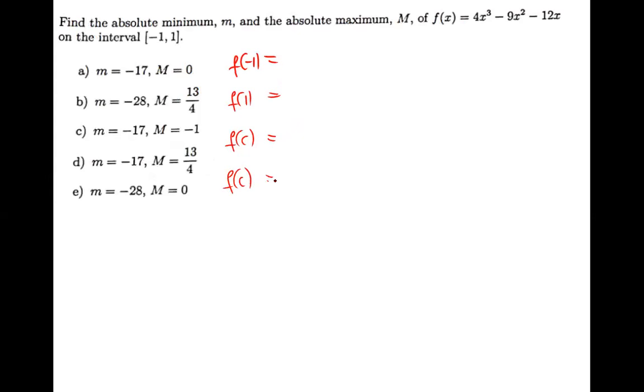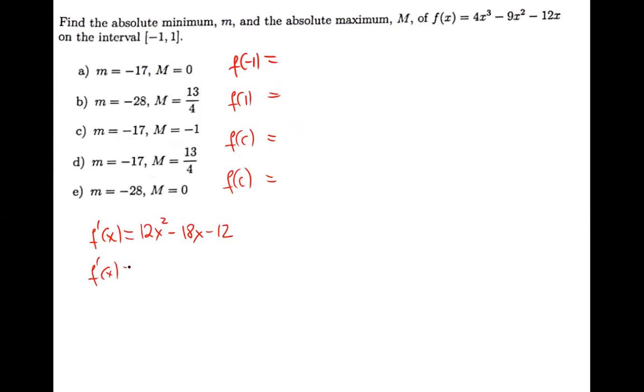I will find out the critical points. We have to find the critical points and find the corresponding values. And whichever value is the highest, whichever is the lowest, respectively, is the maximum and minimum. Okay? And we know c is a critical number. That means I need the derivative to find c. The derivative of this nice polynomial is just 12x squared minus 18x minus 12.